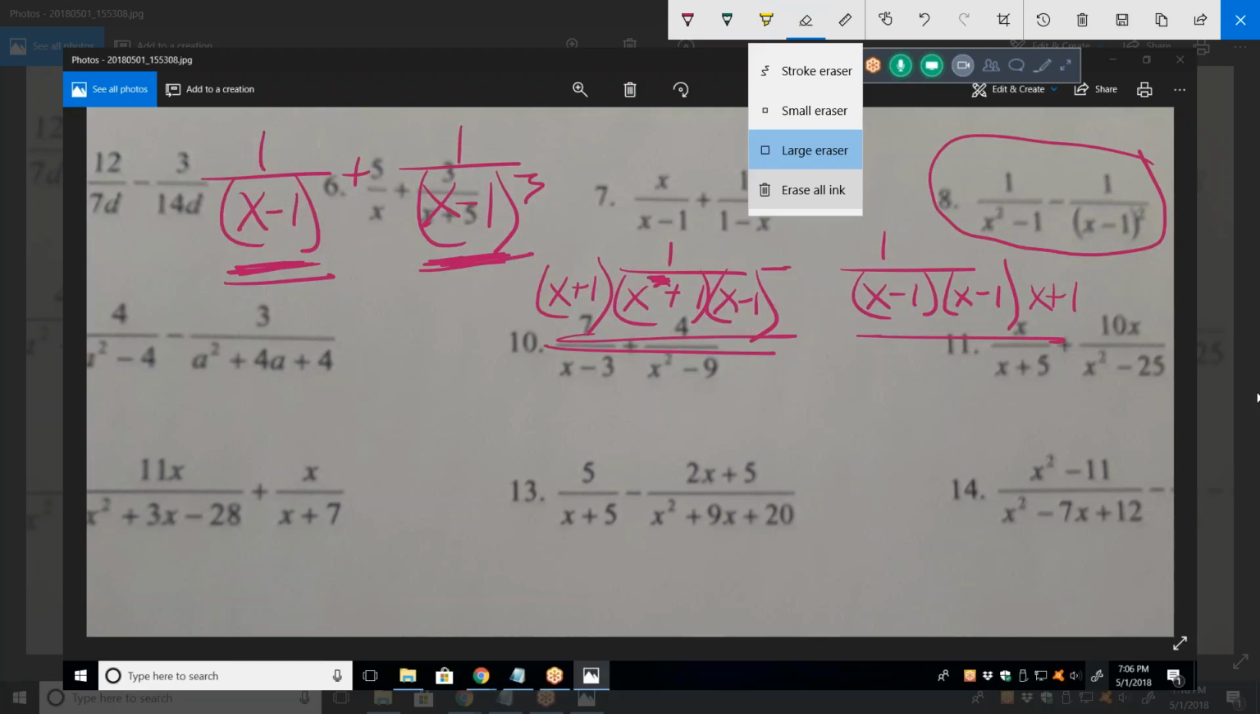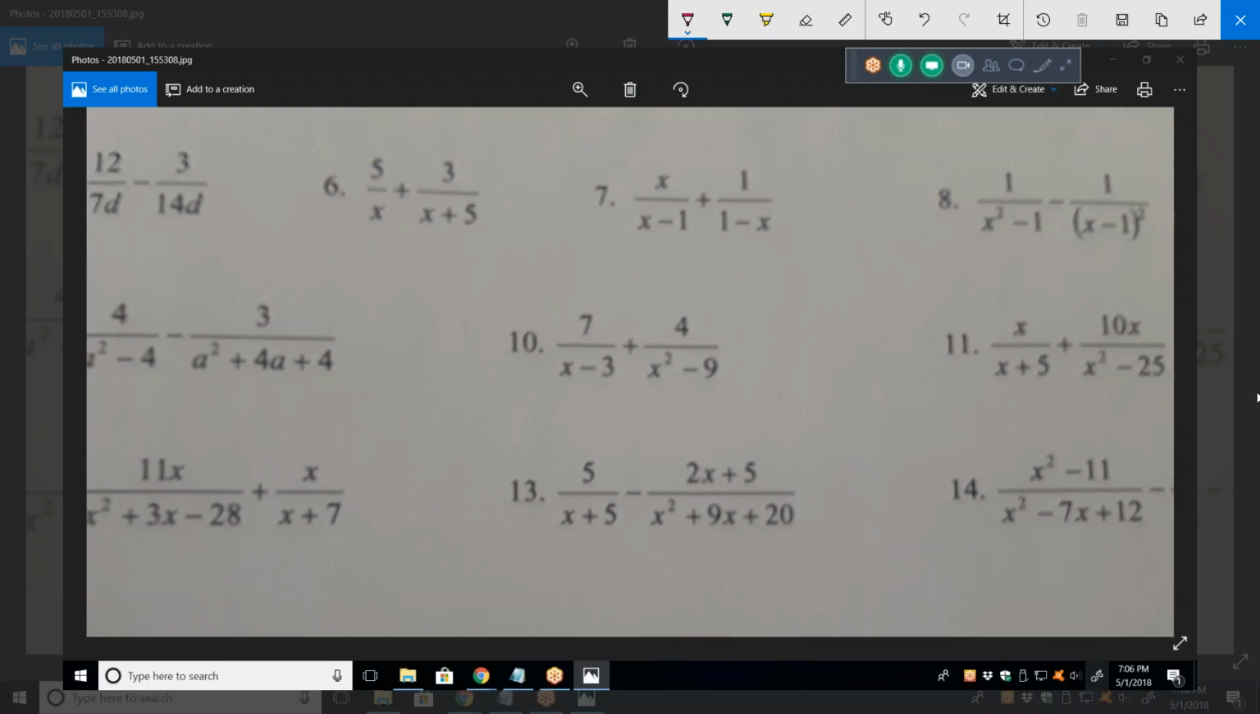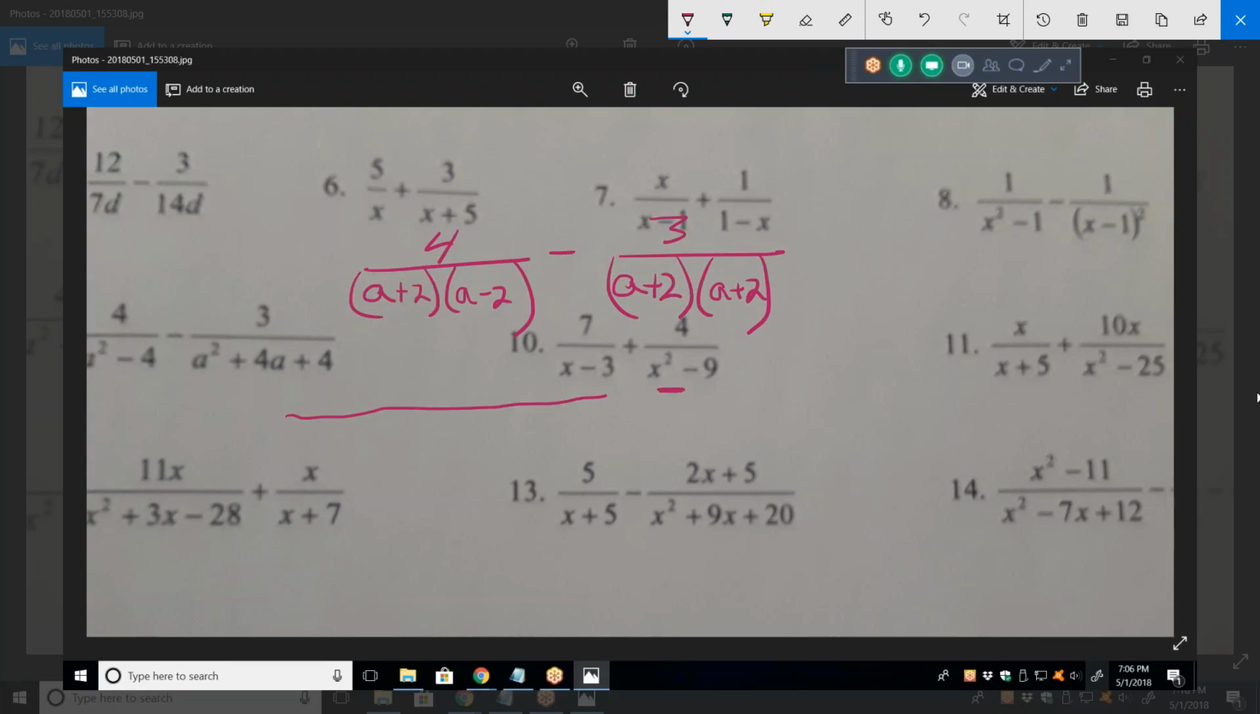All right, let's do 9 here. And this time I'm going to do 9 by factoring that difference of perfect squares. Let's see if it helps. A plus 2 times a minus 2. And I'm subtracting this. And I'm going to factor that into a plus 2 times a plus 2. So it is going to help. Tell me what my common denominator is going to be. A plus 2 squared times a minus 2.